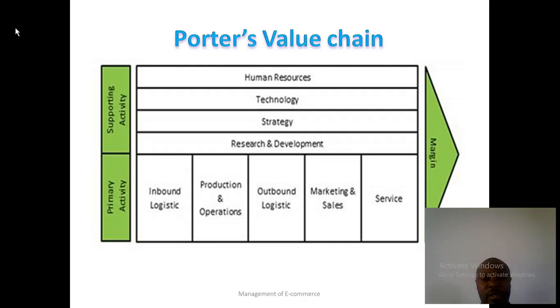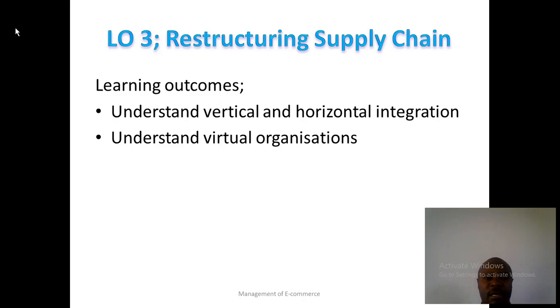Let's move on to learning outcome 3. Learning outcome 3, we are going to look at restructuring of supply chain. Here our learning objectives, we want to understand vertical and horizontal integration. We also want to understand virtual organizations, or we can say virtual integrations.